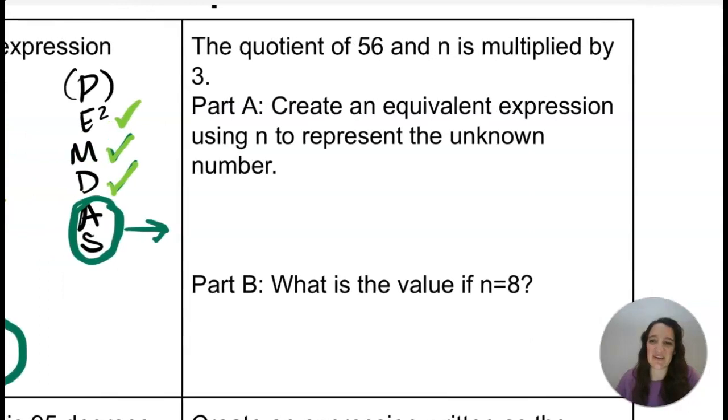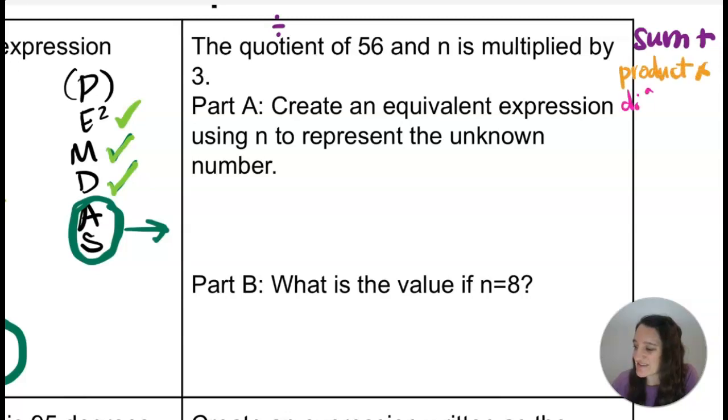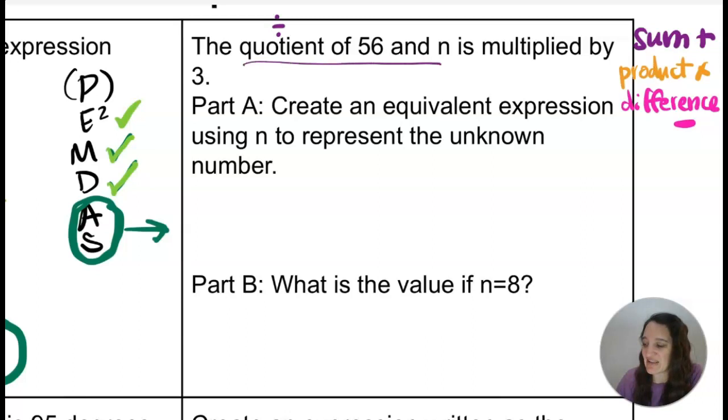All right, the next one says quotient. I'm going to remember that quotient means divide, sum means add. Write these down if you've forgotten them. Product means times, difference means subtract. If you couldn't remember those, then you better make sure you write them down and remember them now. So the quotient of 56 and n is multiplied by 3.